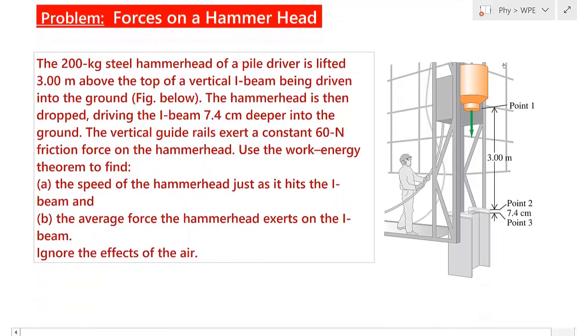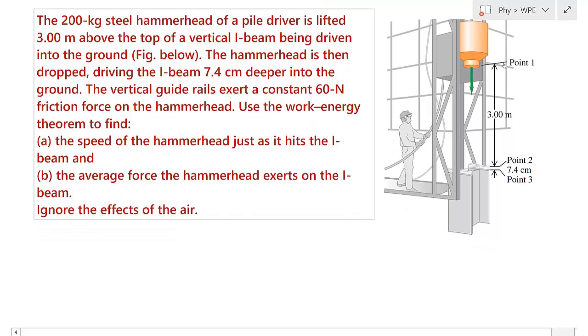So this problem says we have a 200 kg steel hammerhead. This is a steel hammerhead, and the weight of this is given, that is, the mass of this hammerhead is 200 kg.